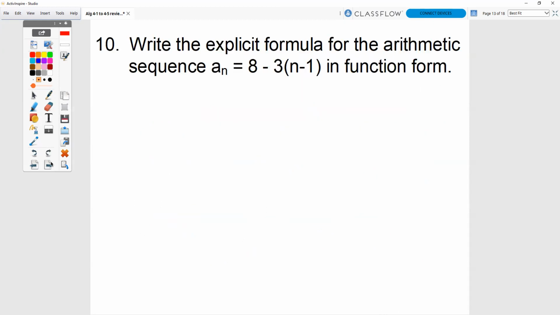In question number 10, again, this will be multiple choice. Write the explicit formula for the arithmetic sequence in function form. All right, when it says in function form, you have to take your common difference here and distribute. We need to get rid of those parentheses for it to be in function form. So we also want to change the a of n to be f of n because that's in function form. Equals, when we distribute, we would have 8 minus 3n.